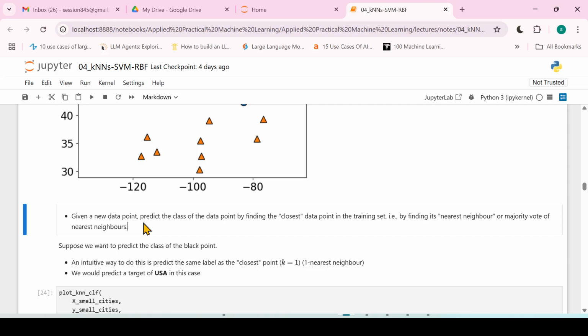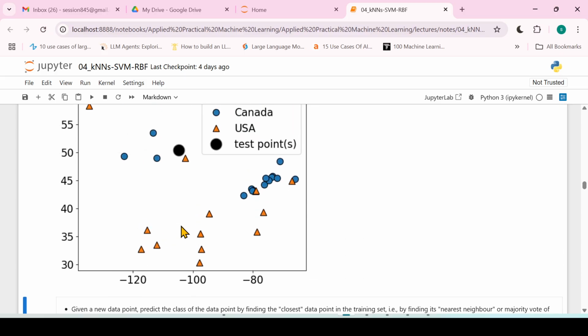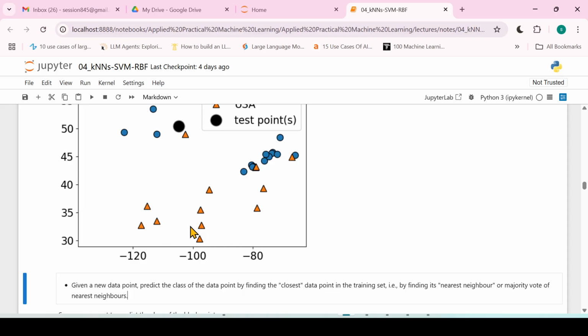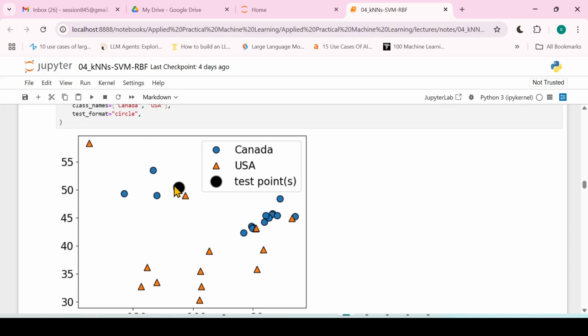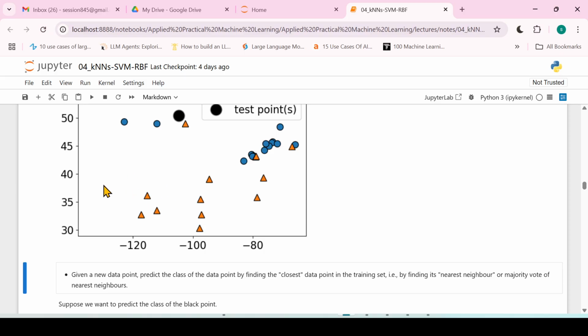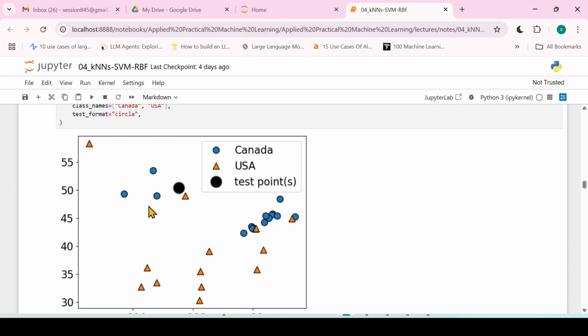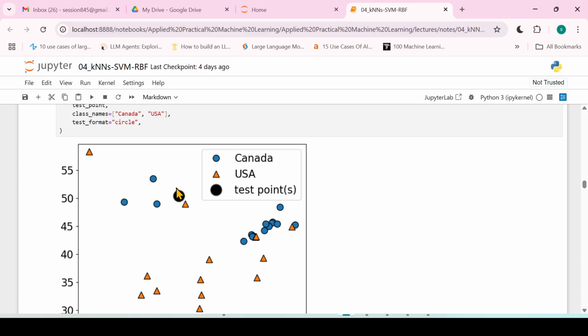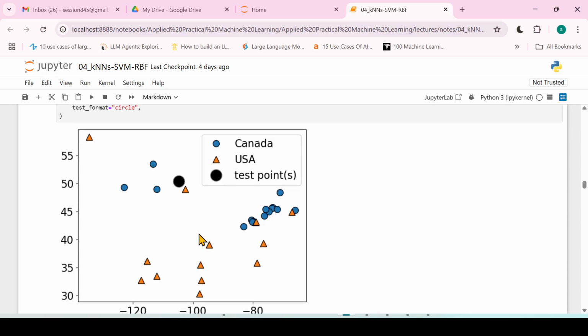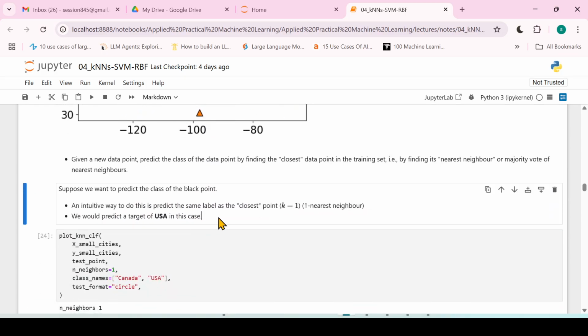Now, given a new data point, we want to predict the class of the data point by finding the closest point in the training data, right? By finding the nearest neighbors, or by doing the majority vote, we want to find the nearest example, or what would be the label for this example. Again, the label for this example will be the label of the closest sample. Now first we have to find which is the closest sample. For that we can use this nearest neighbor approach, right?